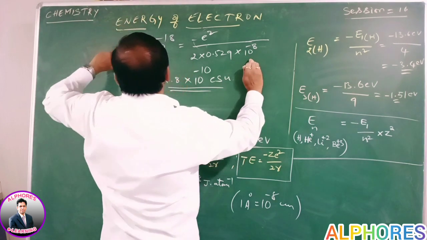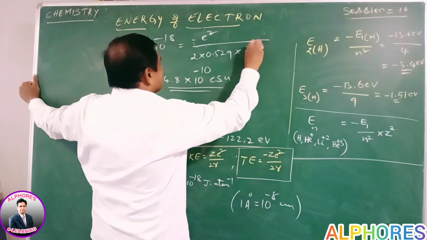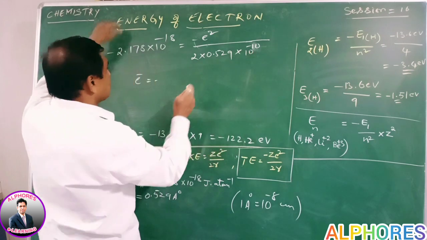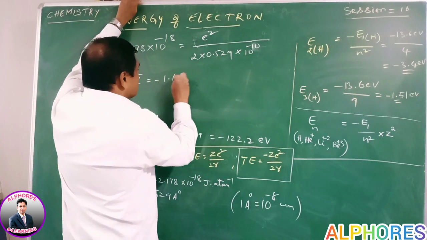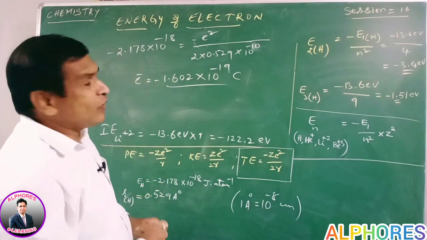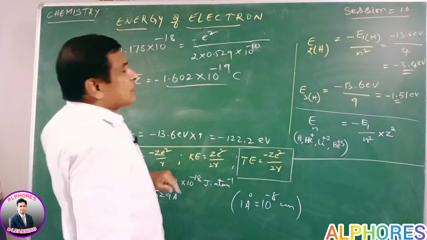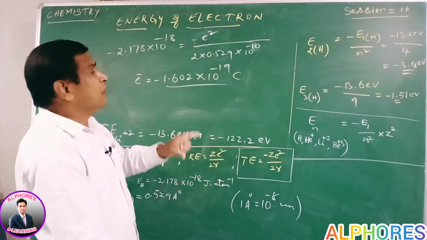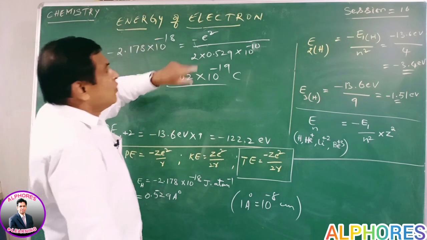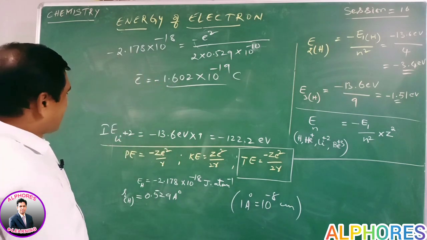So therefore, if the energy is in joules and the radius is in meters, then the answer will be minus 1.602 into 10 to the power minus 19 coulombs. That is the charge present on one electron. If it is in ergs and the radius is in centimeters, then we get 4.8 into 10 to the power minus 10 ESU, electrostatic units. That is CGS. Now it is already given in joules, so we should consider the angstrom in meters. Therefore we will get coulombs.